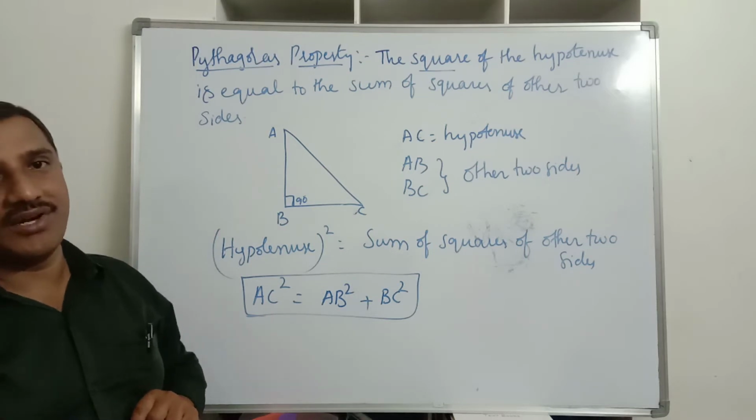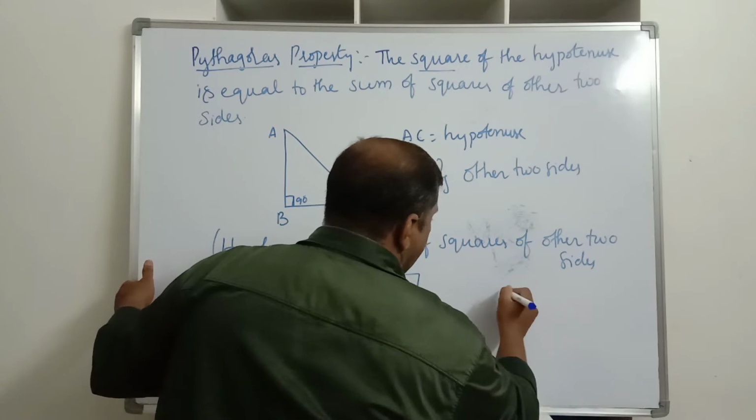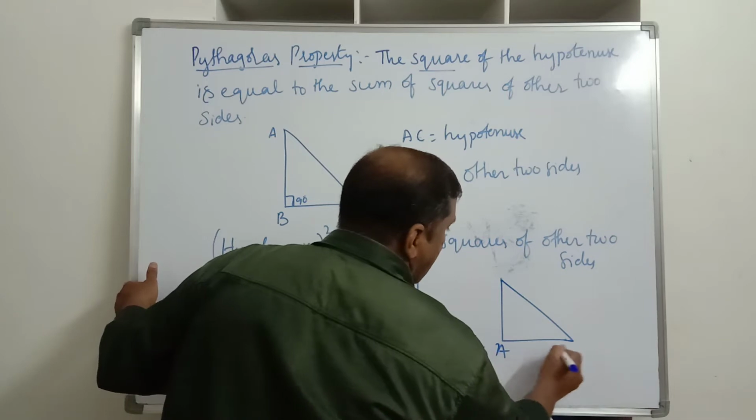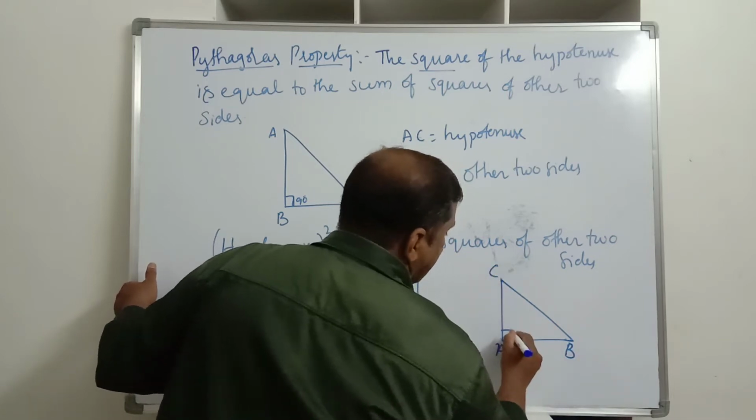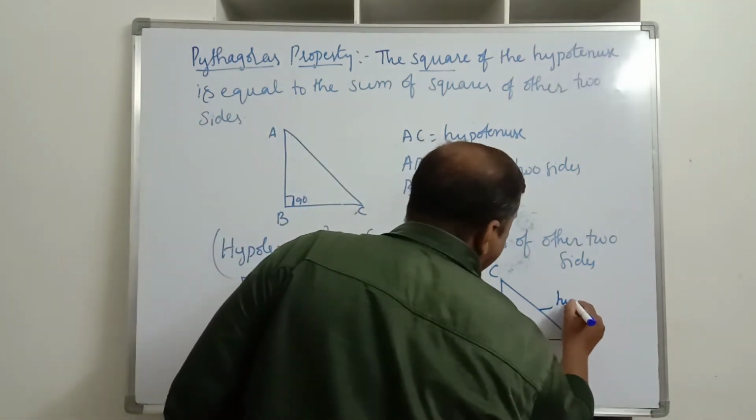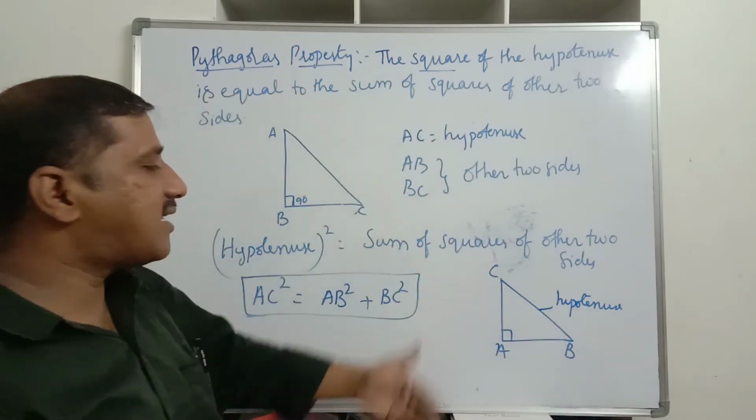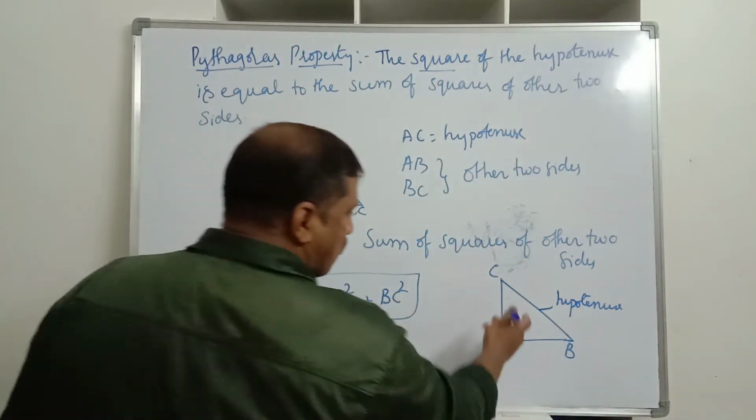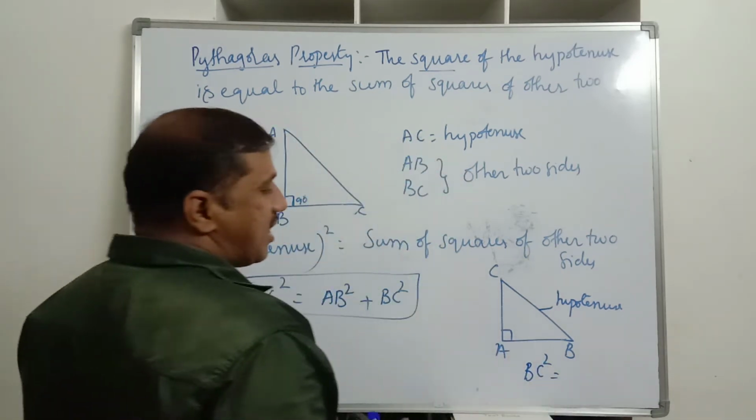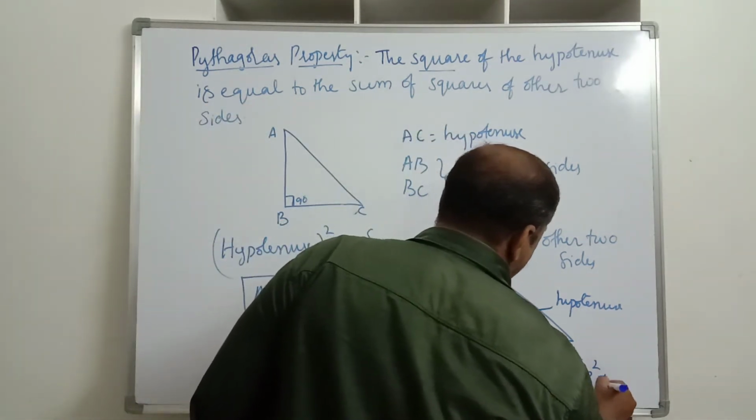AC is the hypotenuse. If I take one more triangle, triangle ABC only, but with right angle at A. Where is the right angle? Here it is at A. Now which is the hypotenuse? Here BC is the hypotenuse. Therefore, how can we write the Pythagoras theorem statement? For this triangle the hypotenuse is BC. BC square is equal to the sum of squares of other two sides, that is AB square plus AC square.